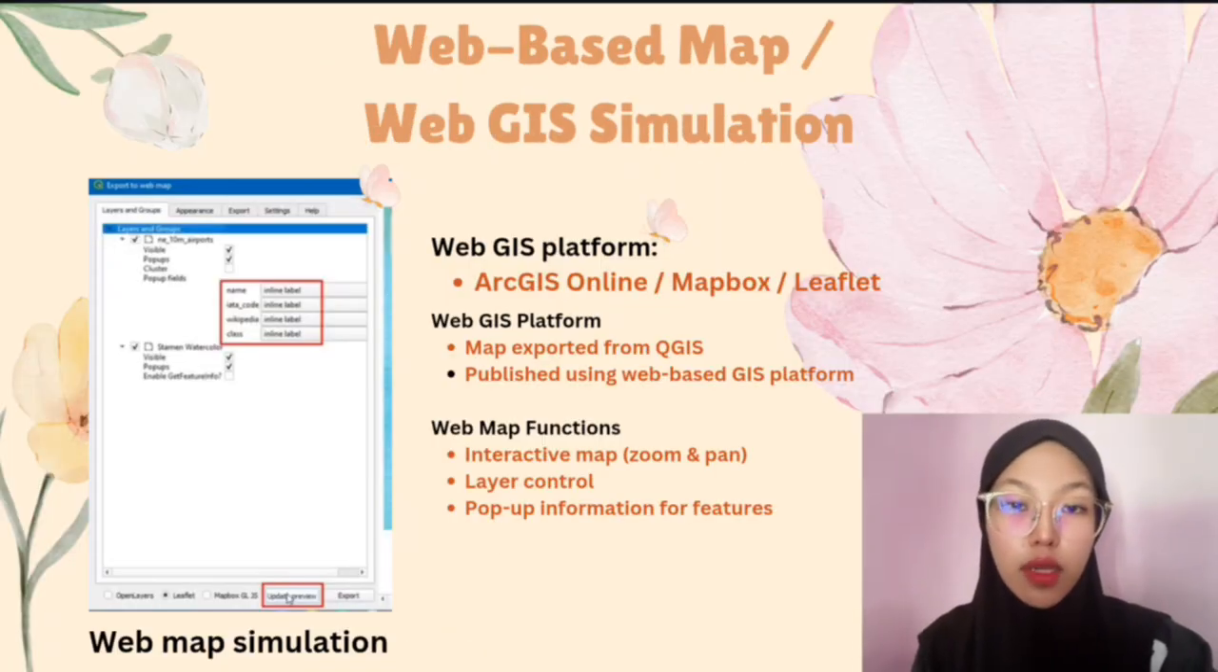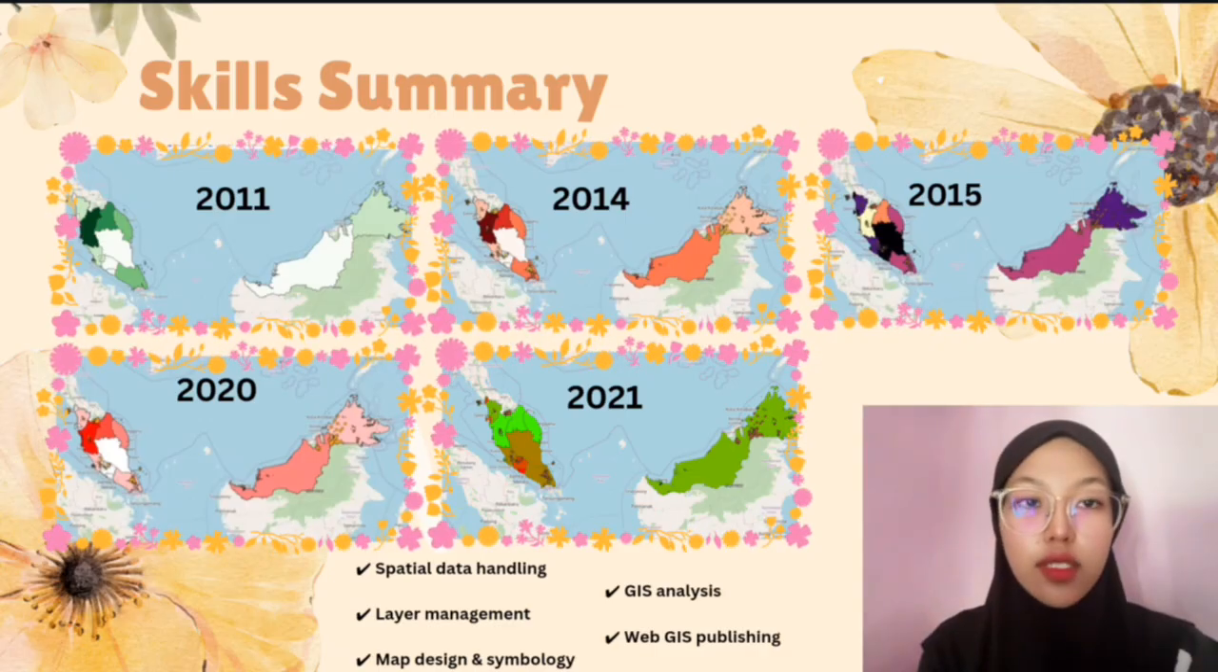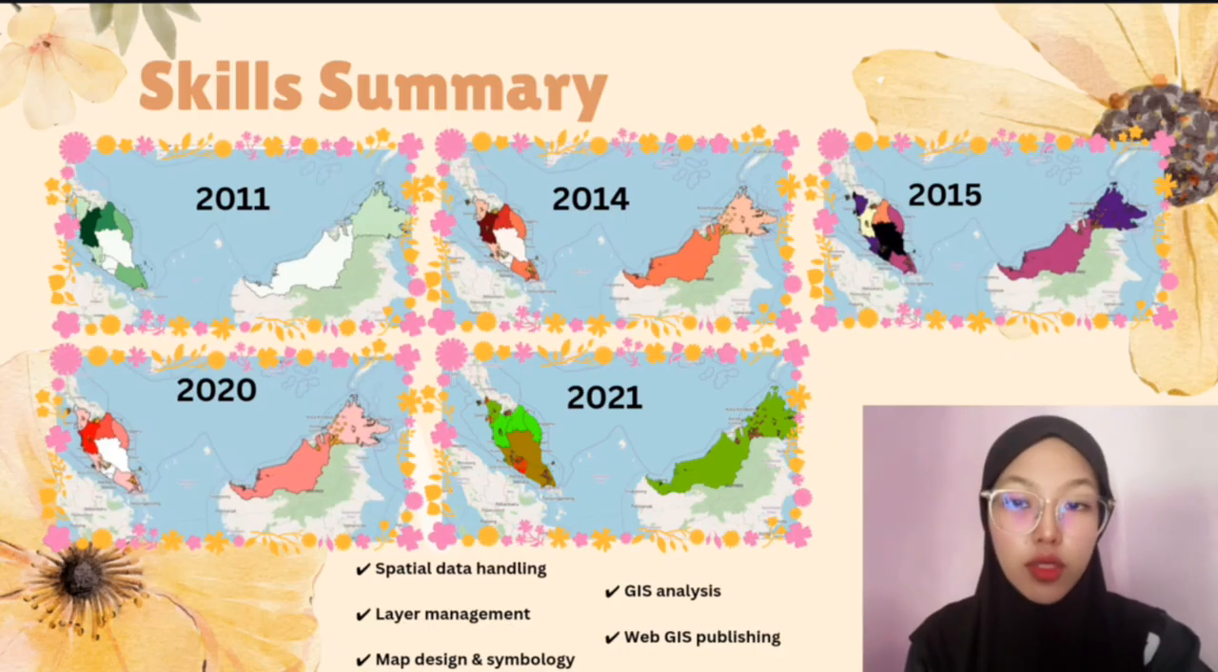After completing the map preparation and analysis, the outputs were presented as a web-based map. The web map allows users to interact with the data through zooming, panning, and layer control. This slide demonstrates a web map simulation, showing how GIS data can be shared and accessed in an interactive and user-friendly way. This final slide summarizes the digital skills demonstrated in this project.